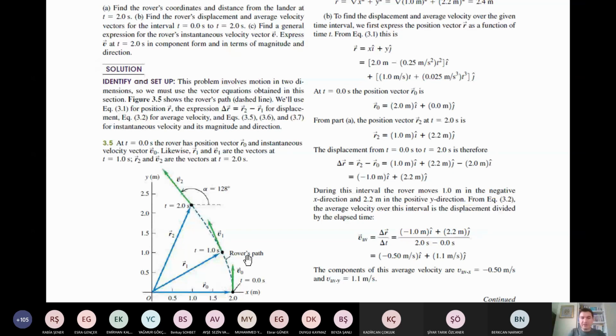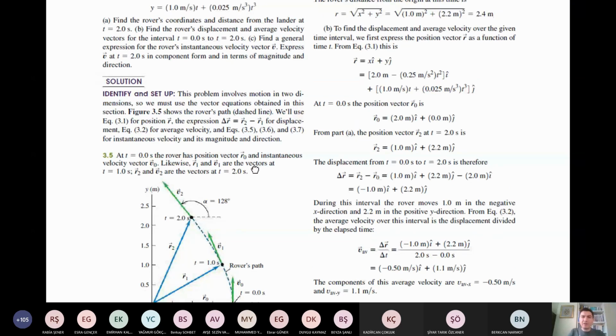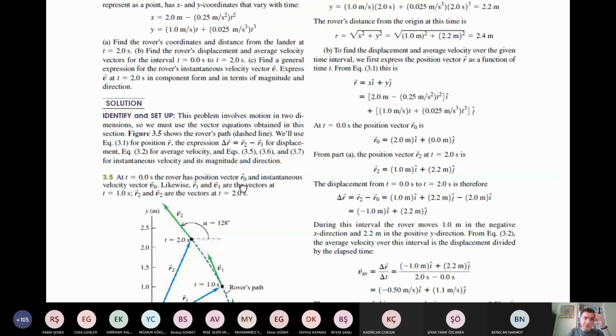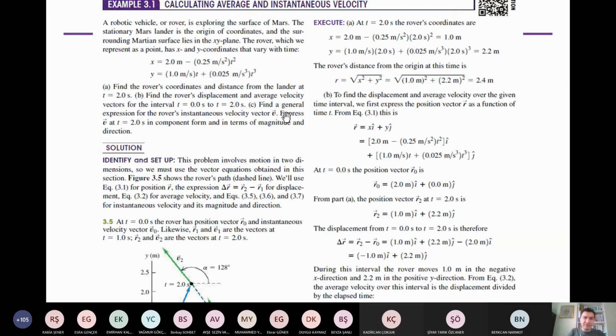tangent to the path. Is it clear? Do you have any question related to this part? Then let me continue. What was the first question? Find the rover's coordinates and distance from the lander at 2 seconds.